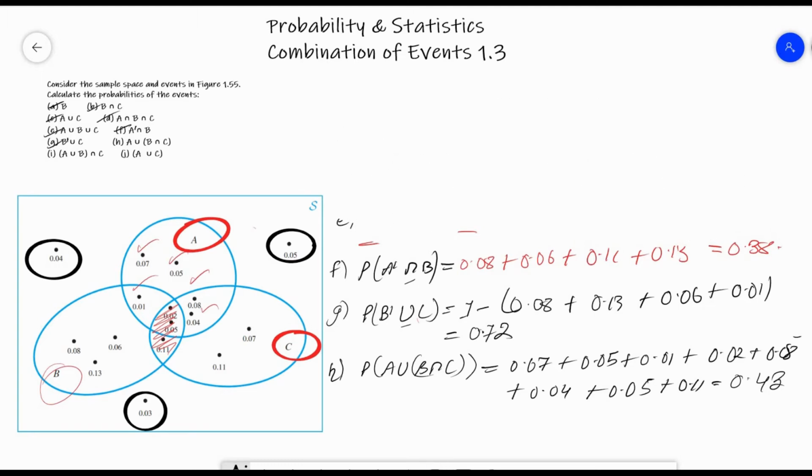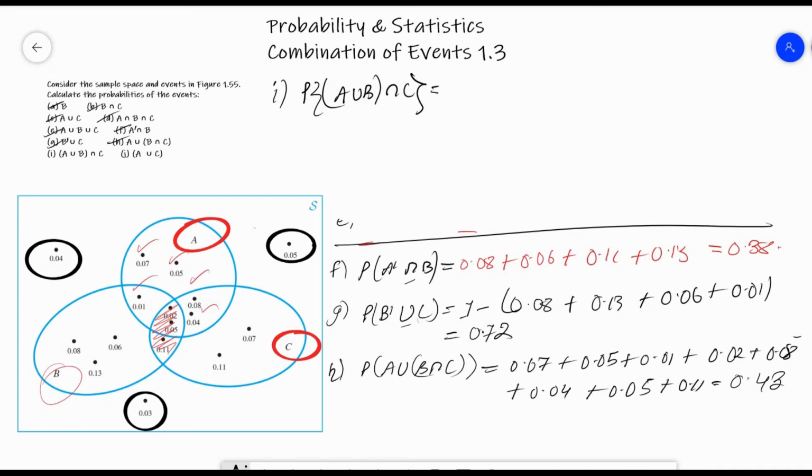Alright, now in number I, we have to find out the probability of A union B intersection C. Now for this one, we'll have to take all the elements. Let me clear it up for you first. We'll have to take all the elements from A union B. So we have these elements from A and B, and we have to find out which of the elements that fall inside A union B is common with C.